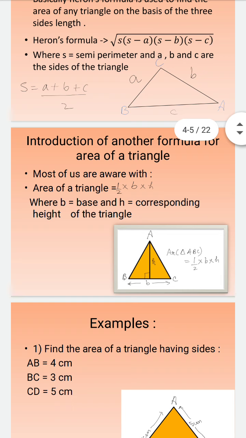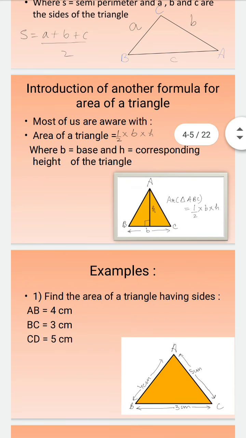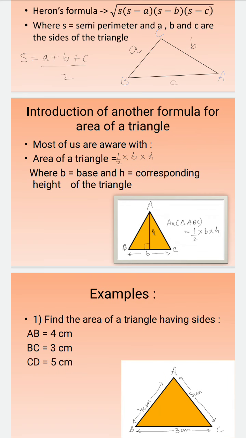We know we can calculate the area of a triangle whose base and corresponding height are given. Here ABC is a triangle in which B is the base and H is the corresponding height. If we have to find the area of such a triangle, then there is a formula: 1 by 2 into B into H. Here B is the base and H is the corresponding height.